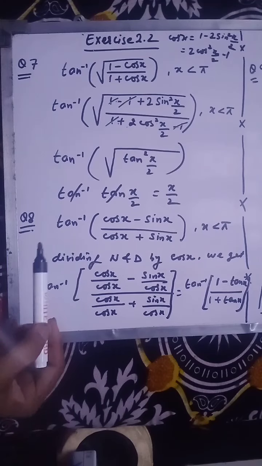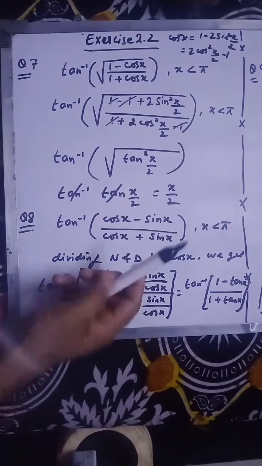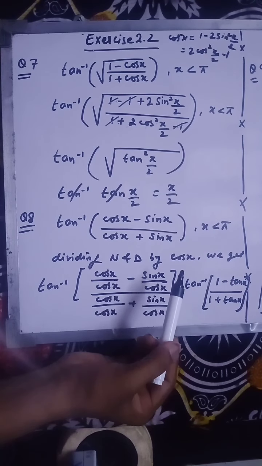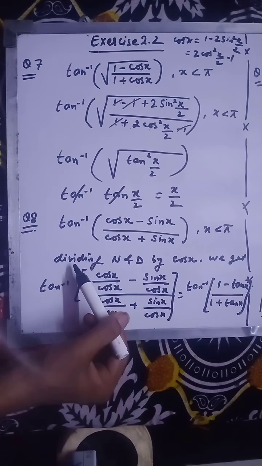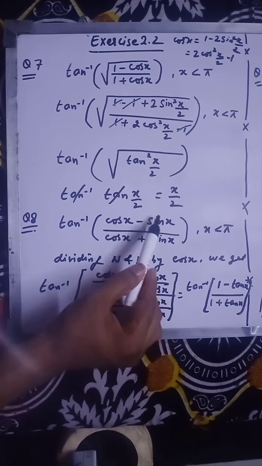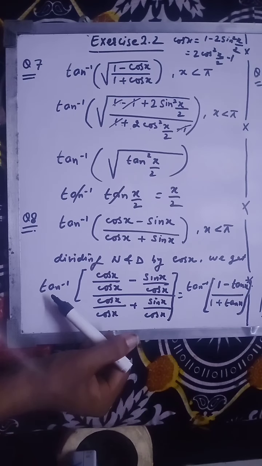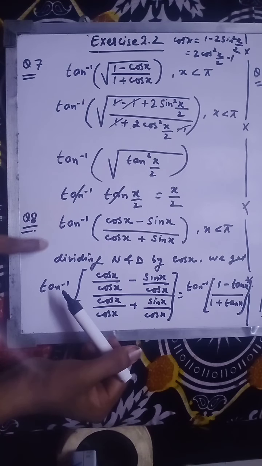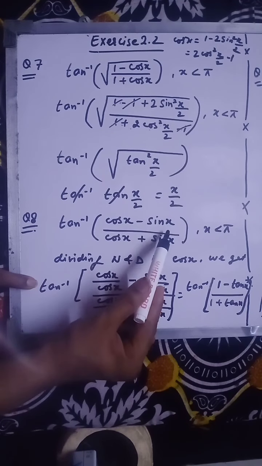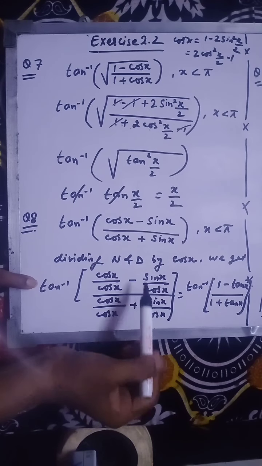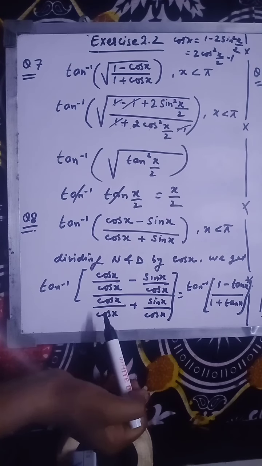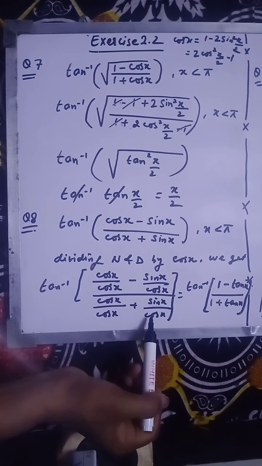Now in question number 8, this question is given to us, and we have to write it in the simplest form. So here what I'm doing is dividing the numerator and denominator by cos x inside the tan inverse. So when you divide, tan inverse will remain the same, and you get cos x over cos x minus sin x over cos x. Similarly, we divide the denominator also, cos x over cos x plus sin x over cos x.